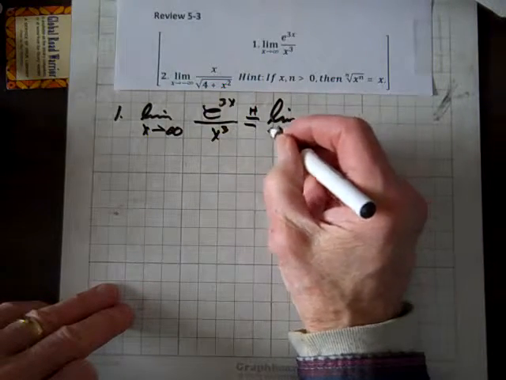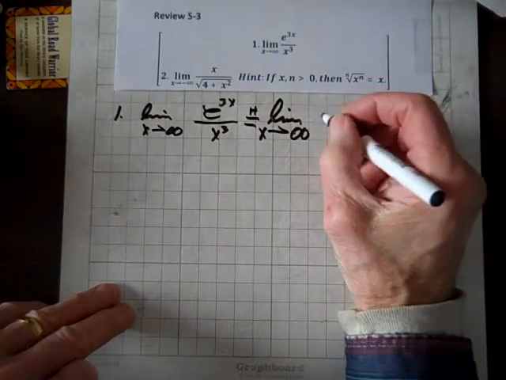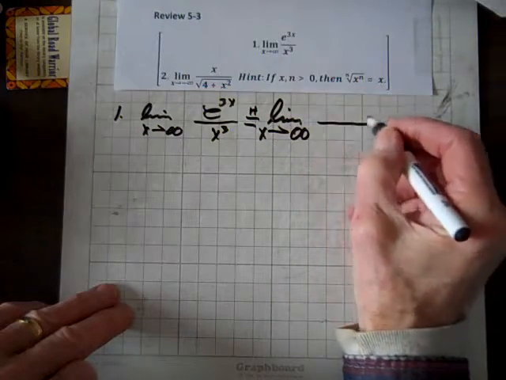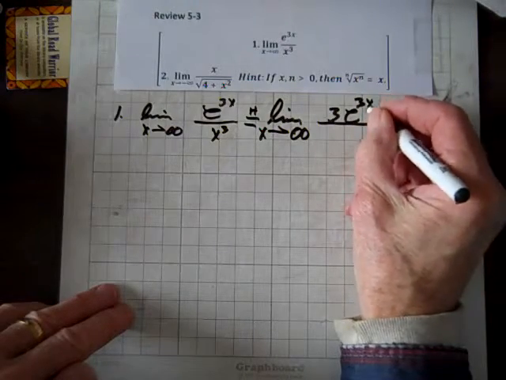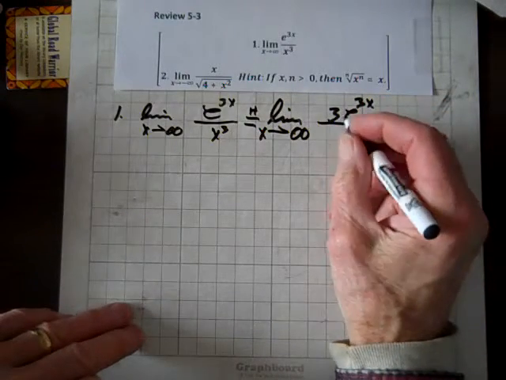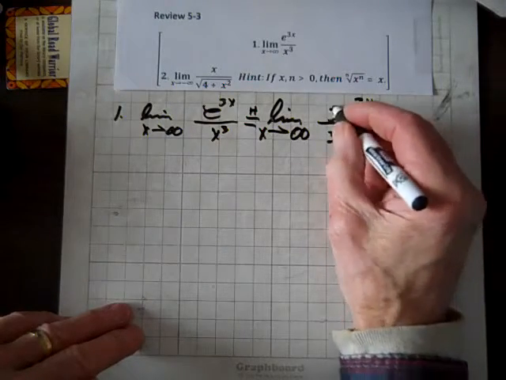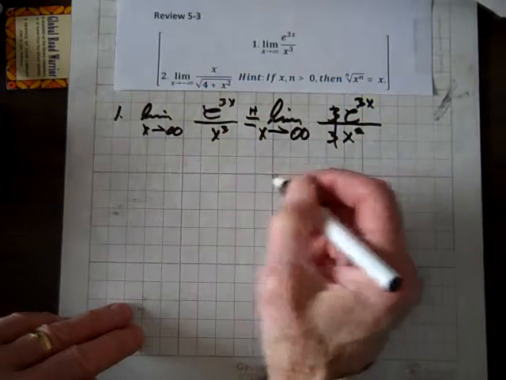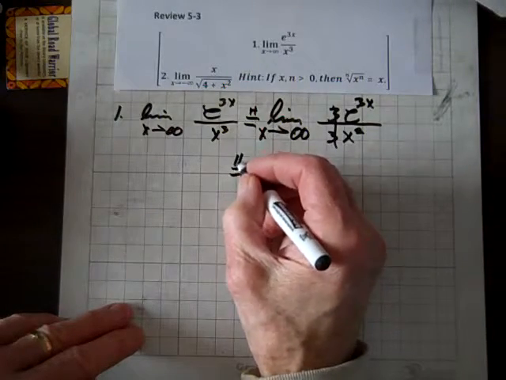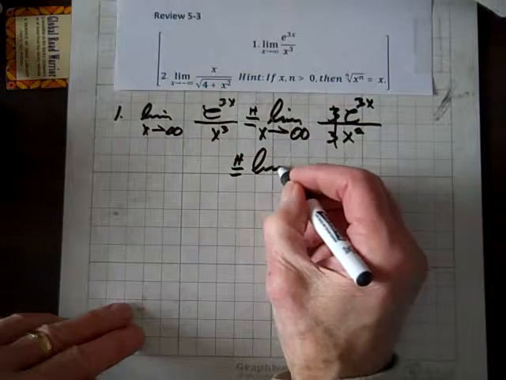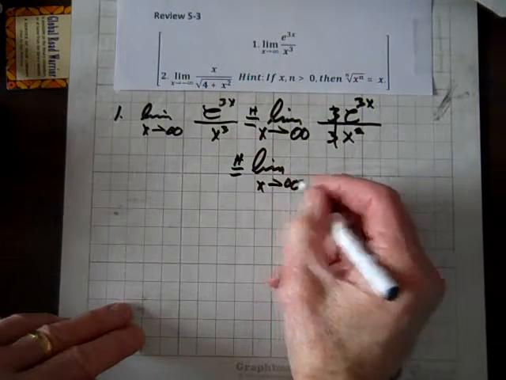And so when x goes to infinity, now we'll take the derivative of the numerator and we get 3e to the 3x. And we'll take the derivative of the denominator and we get 3x squared. And these 3's divide out. So we've got indeterminate form again. Both numerator and denominator are going to infinity as x goes to infinity.